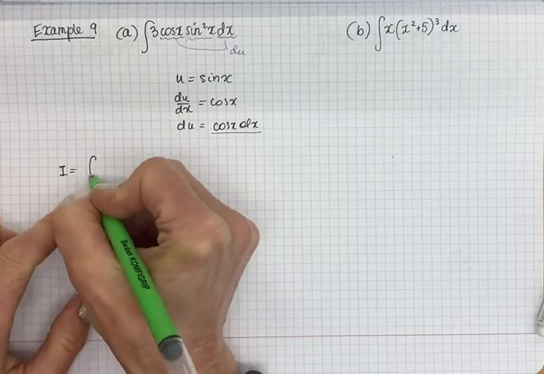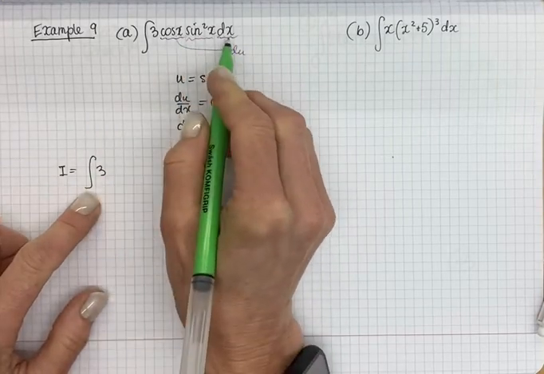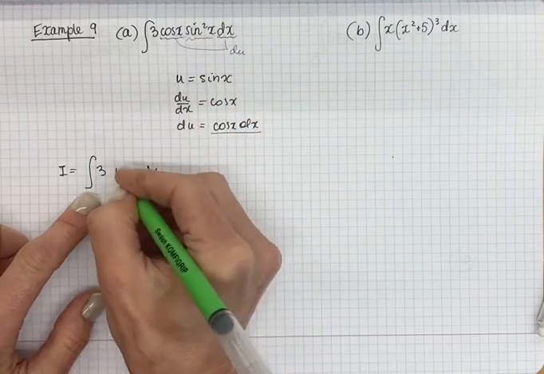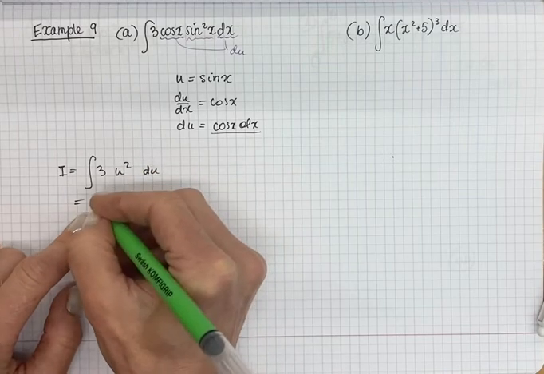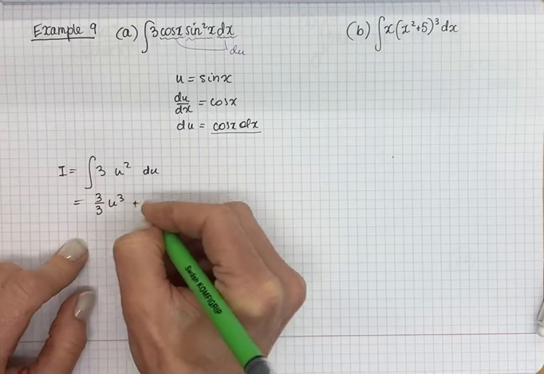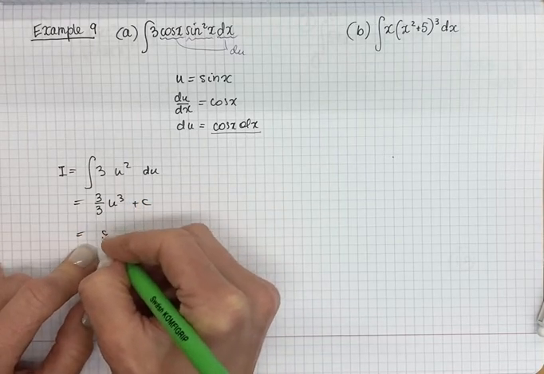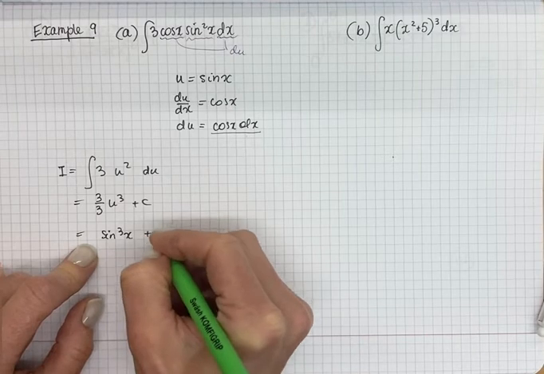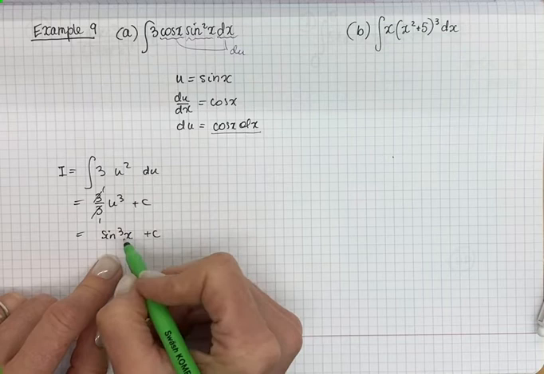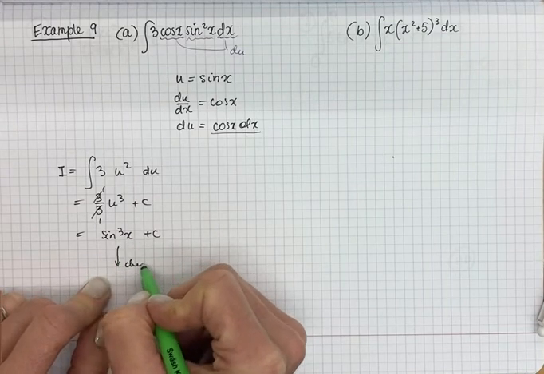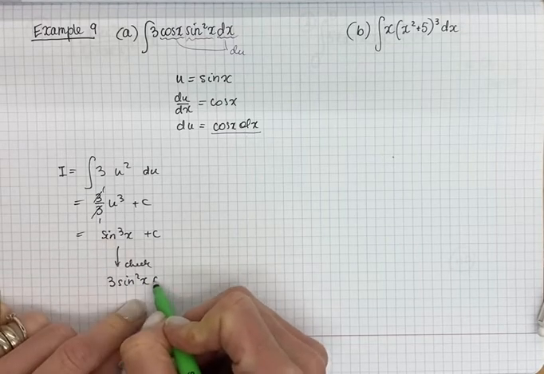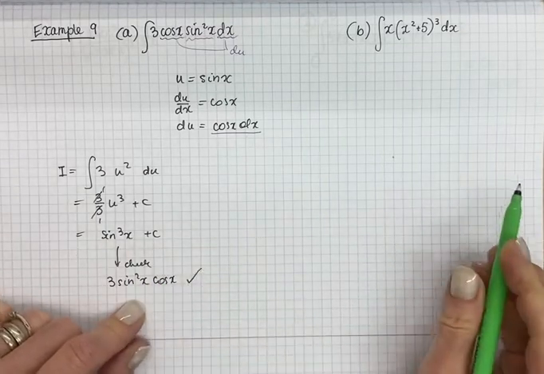So I, for the integral, is equal to 3 cos x, and dx will become du, and sine squared x will become u squared. So we are going to add 1 to the power, divide by that power. So it's going to be 3 over 3 u cubed, which is u cubed. So it's sine cubed x plus c. It's always a good idea to check whether you got the right answer by differentiating it. So if you differentiate, you've got 3 sine squared x times what sine differentiates to, and yes, that's right.